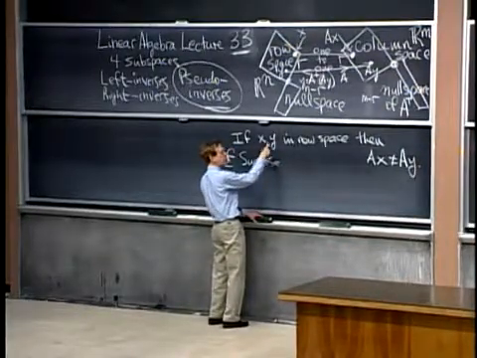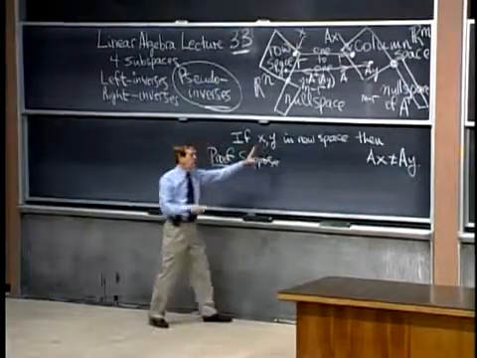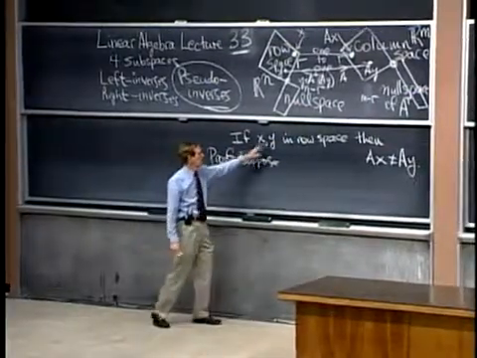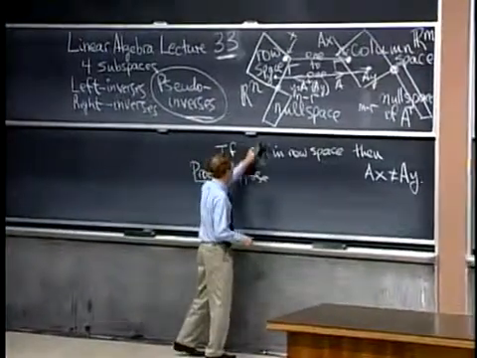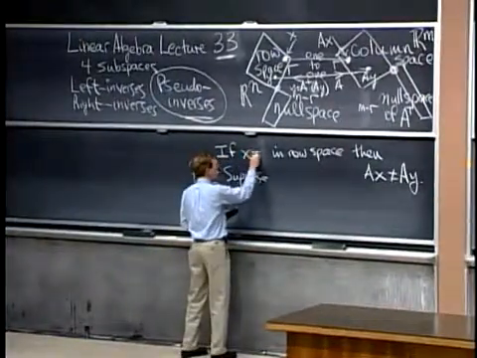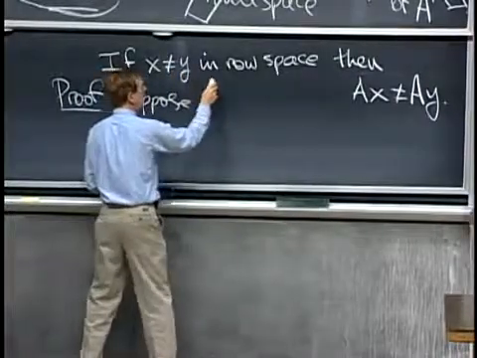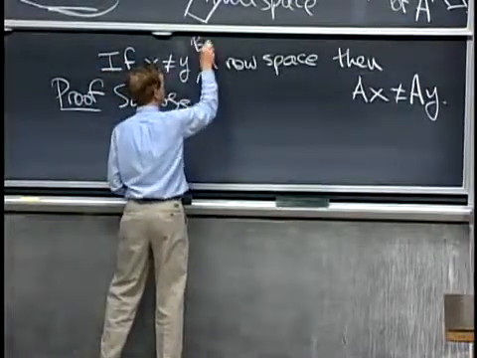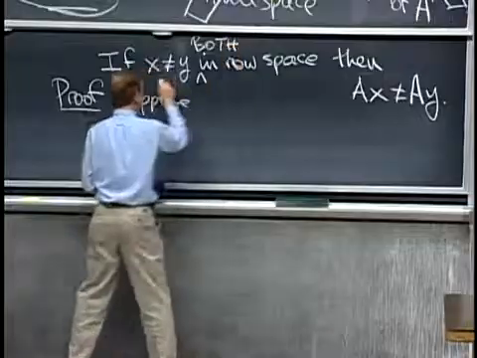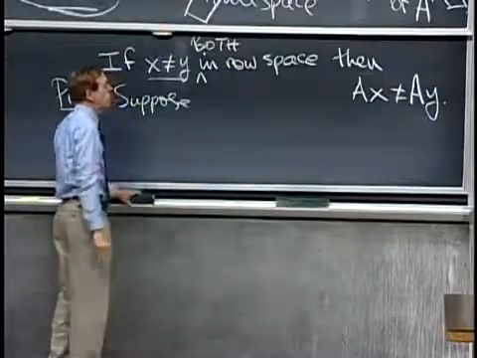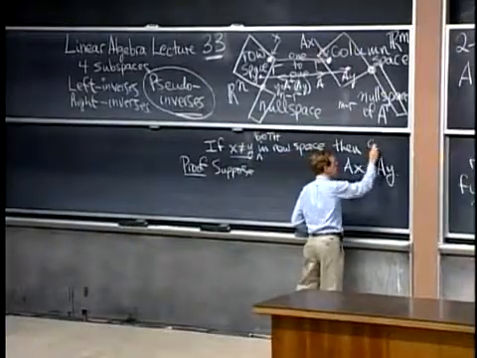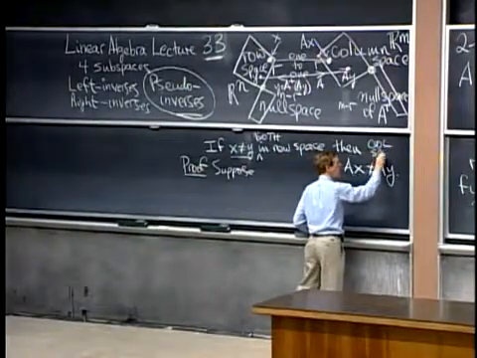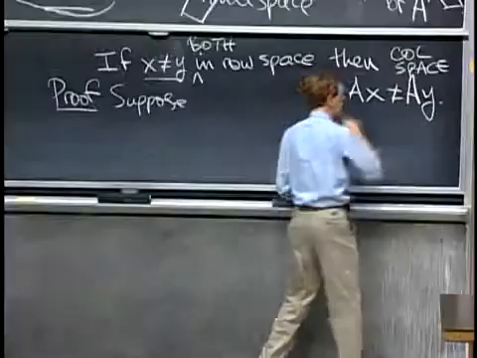These are supposed to be two different vectors. Maybe I better make the statement correctly. If x is different from y, both in the row space. So I'm starting with two different vectors in the row space. I'm multiplying by A. So these guys are in the column space. Everybody knows that. And the point is, they're different over there.